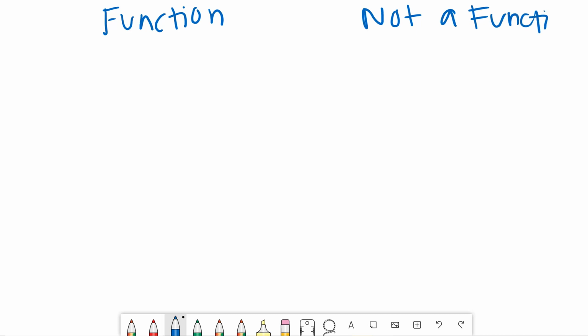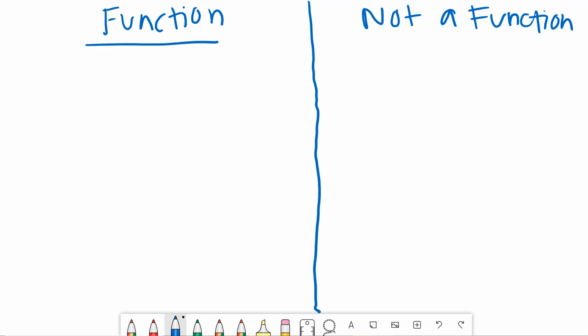On one side of the sheet of paper, you're going to label it function. And on the other side of the sheet of paper, not a function. All right. Now first, we're going to start off with ordered pairs.